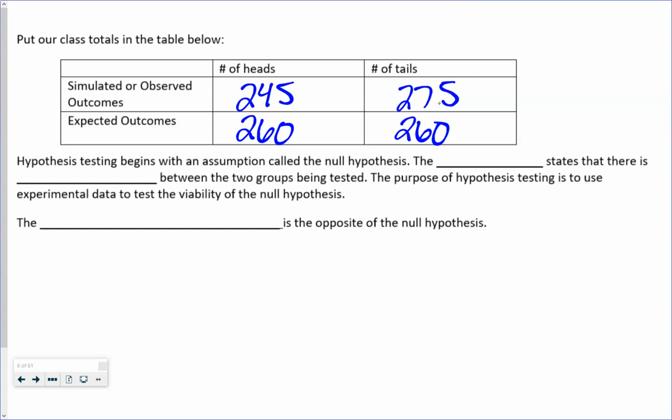So why are we doing this? We are doing something called hypothesis testing, okay? We always begin hypothesis testing by assuming what we call the null hypothesis. The null hypothesis states that there is no difference between the two groups being tested. So we always assume that nothing's going to happen. Think null and no. For us, it's what actually happened versus what we were expecting to happen.